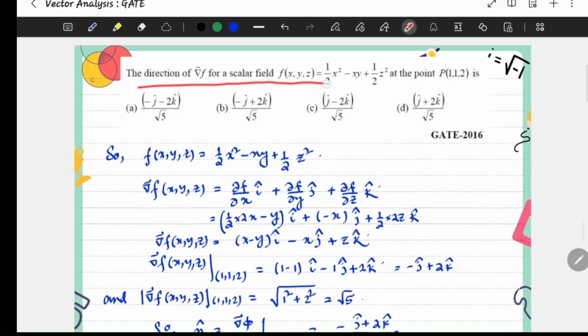The direction of grad f of a scalar field at the point P(1,1,2). So the direction of grad f means what?